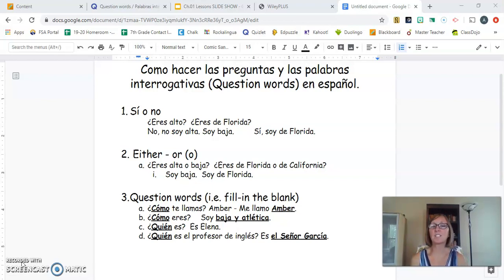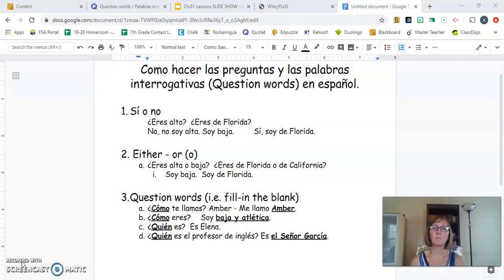In this lesson, we're going to talk about questions in Spanish. So what I want to focus on are three types of questions that we're primarily going to see, and these are sí or no questions, either or questions, como este o ese, and question words, or what I like to call fill-in-the-blank type questions. These are using palabras interrogativas, or question words, in their questions.